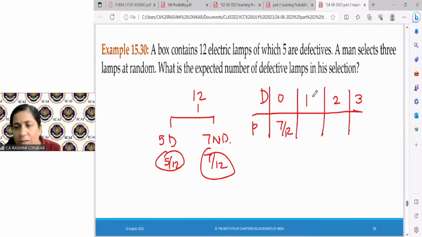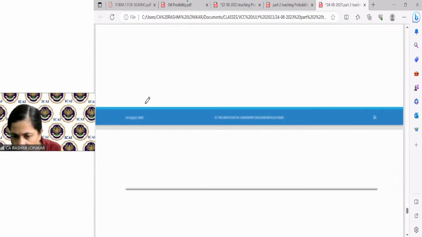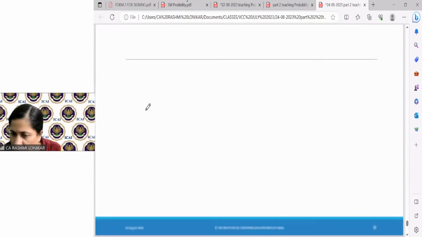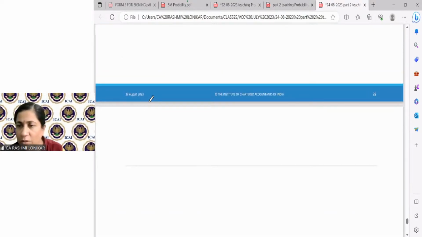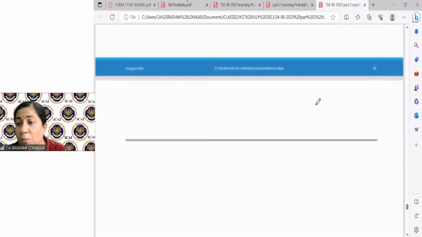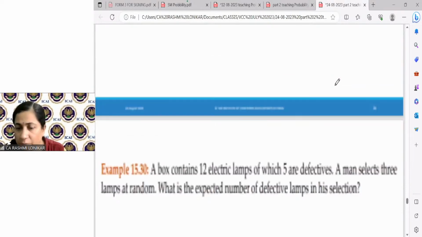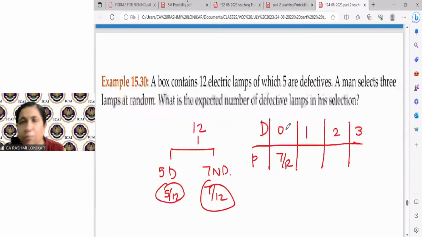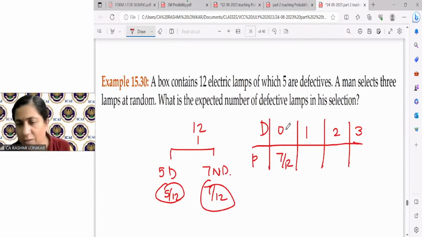Okay. So for 1 defective, again you have to choose NC0, NC1, NC2. That way you have to make this chart. Running out of time. Oh yes. That was the main thing I wanted, that you should be able to make a probability table also. Okay.